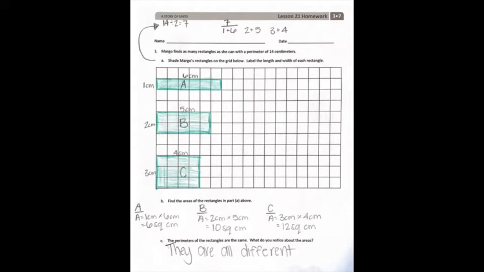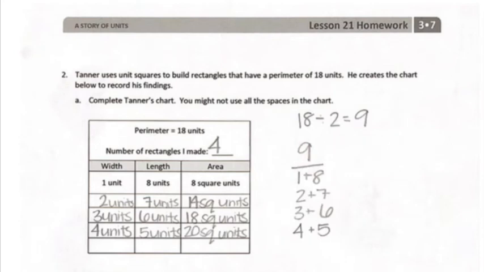B says to find the areas of the rectangles in part A above. So for A, it's 1 centimeter times 6 centimeters, which is 6 square centimeters. For B, it's 2 centimeters times 5 centimeters, which is 10 square centimeters. And for C, it is 3 centimeters times 4 centimeters, which is 12 square centimeters. C says that the perimeters of the rectangles are the same. What do you notice about the areas? If the perimeters are all the same, but they have different side lengths, I've noticed that they all have different areas.